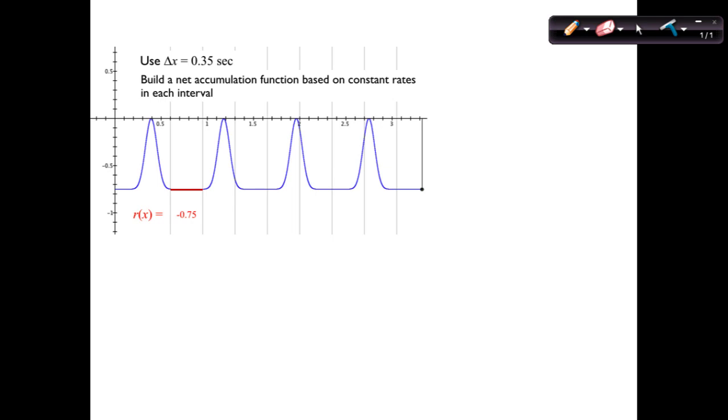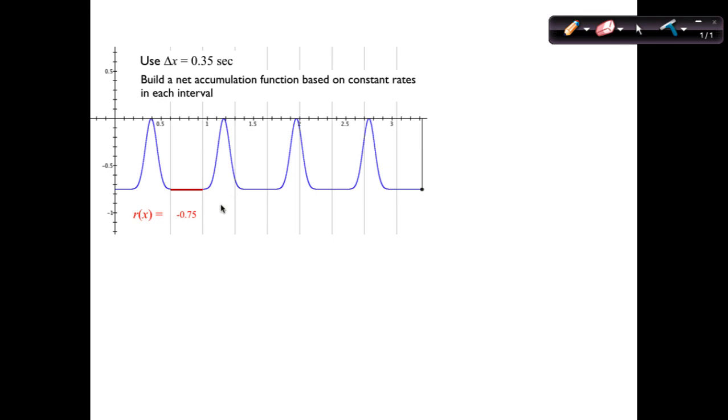You're on this. Okay? So now what about in the next interval? The rate starts at about what? It starts at about negative 0.75. Then it goes up to 0 and back down to negative 0.75, about, essentially, in that whole interval. So do I want to choose the constant rate of negative 0.75 again for this interval?